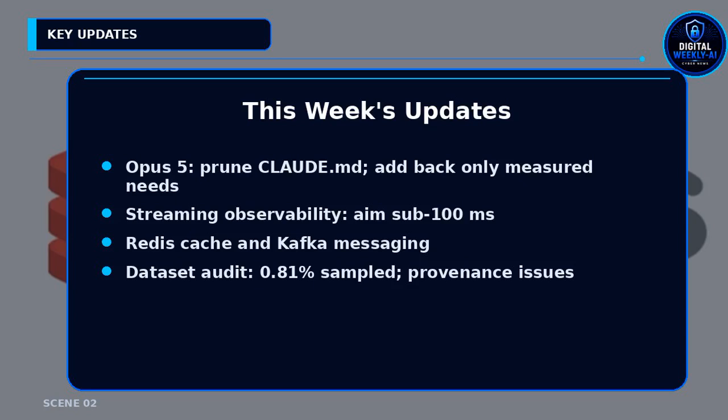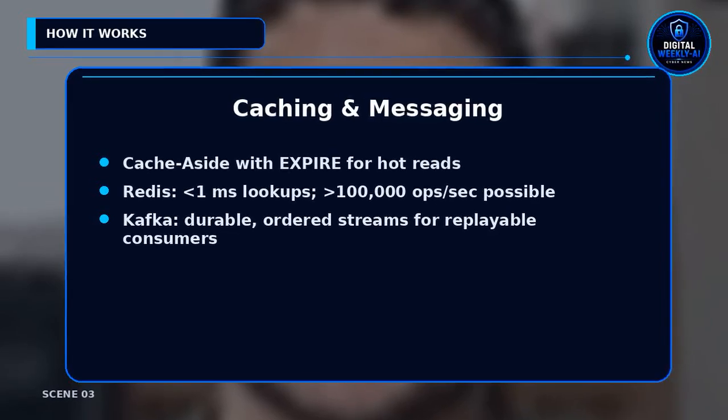A dataset audit sampled 0.81% of a 5.5 gigabyte release and found redaction and provenance issues. And explicit JWT checks, short expiry, and crypto best practices remain important when agents are first-class clients. Start with patterns you can apply today.